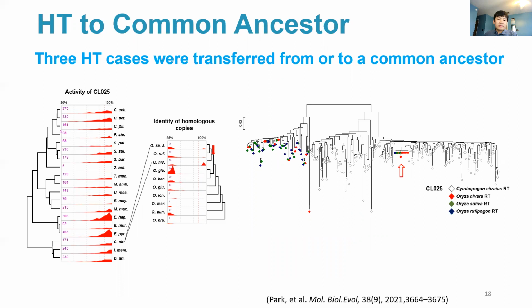Among horizontal transfer cases, some showed the horizontal transfer to the common ancestor of the recipient, and this slide shows the case. An LTR-retrotransposon of Sympogon stratus was horizontally transferred to the common ancestor of Oryza sativa and Nevada. Although it was not detected in our horizontal transfer investigation, Oryza rufipogon also appears to contain the horizontally transferred LTR-retrotransposons.